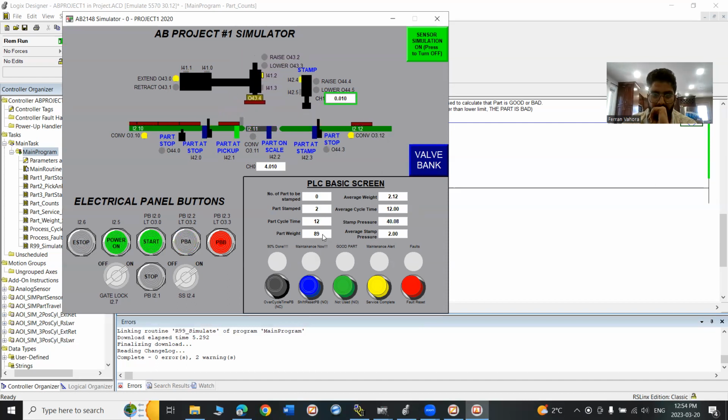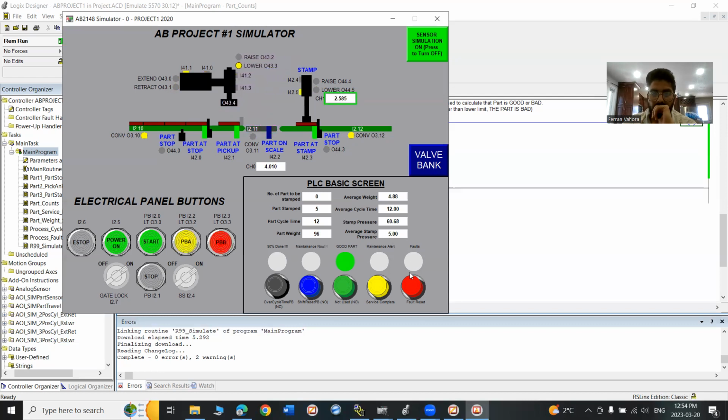The average weight of the part is getting 89, or else it will calculate up to 96. If the average weight is between 95 and 105, the part is good. If it exceeds the limit, the part is not good. The average weight is calculated over here. The average stamp pressure is calculated over here.